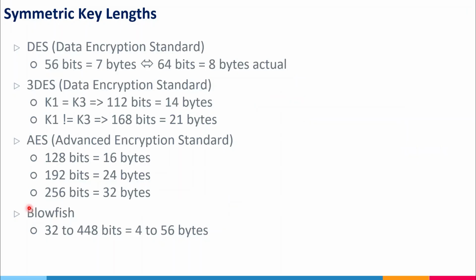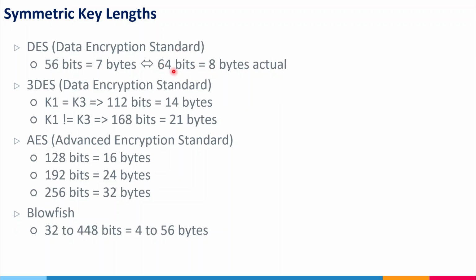This is the list of key lengths of common symmetric key algorithms being used in the industry. DES is outdated, it's not being used in the industry anymore because the key length is small. It's 56 bits only, which is 7 bytes, so it is prone to brute force attack and can be easily computed with all the possible combinations. But in reality it's 64 bits, out of which one byte or 8 bits are reserved for parity, and that is why the usable key for encryption is 56 bits, but actually it's 64 bits.